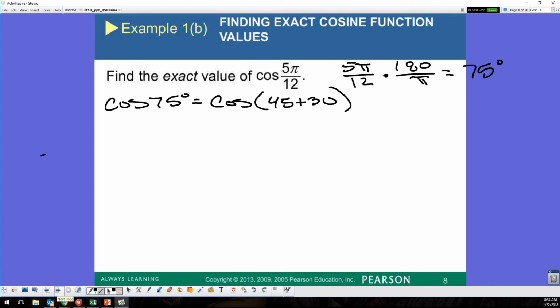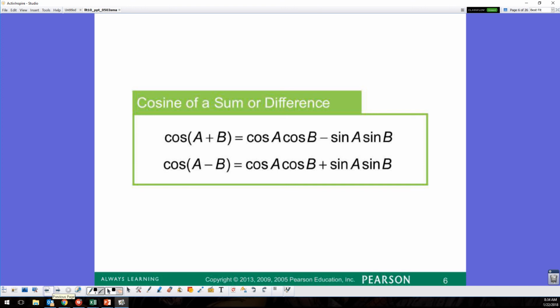So for this one right here, I have to go back to my formula. So it's going to be the cosine of 45 cosine of 30 minus sine 45 sine 30. Where did I get that from? Here it is. I used addition this time, didn't I? So the addition one is a plus b, and so it's going to be cosine a cosine b minus sine a sine b.